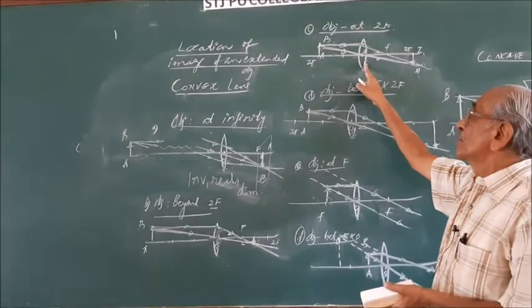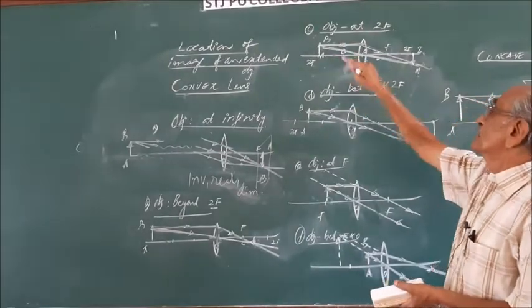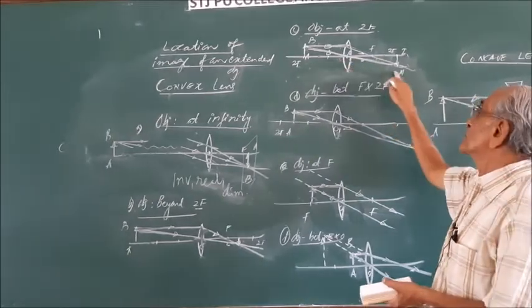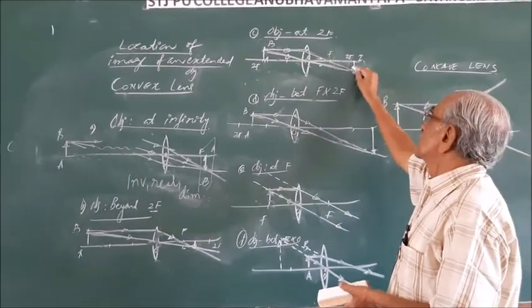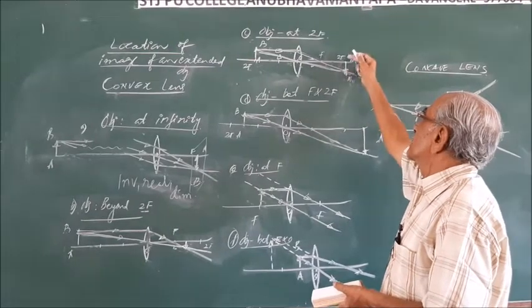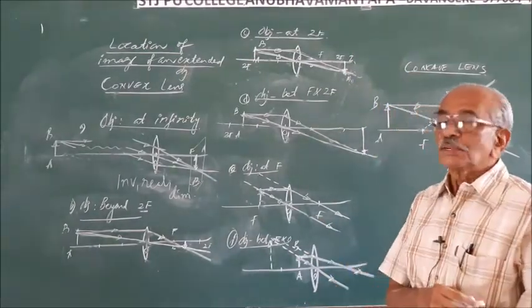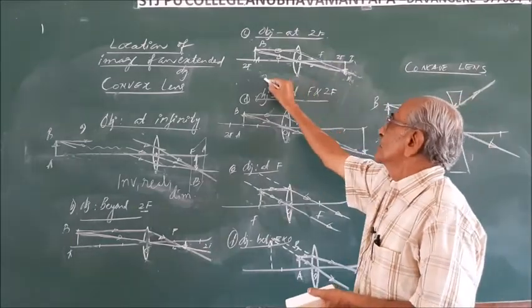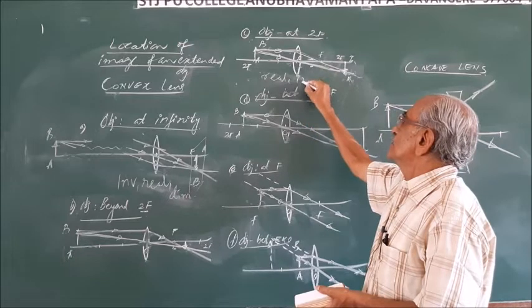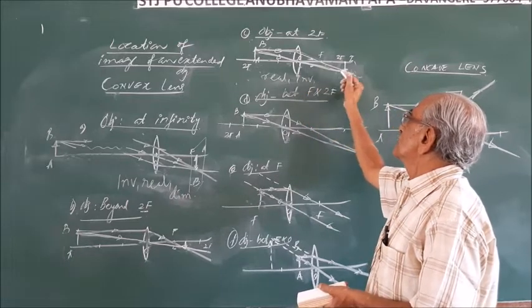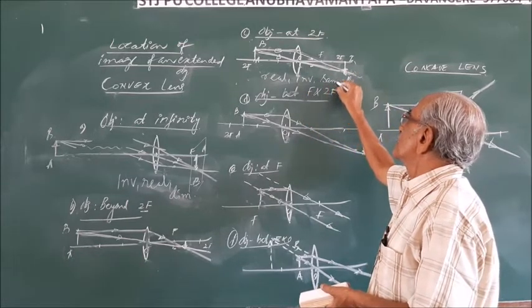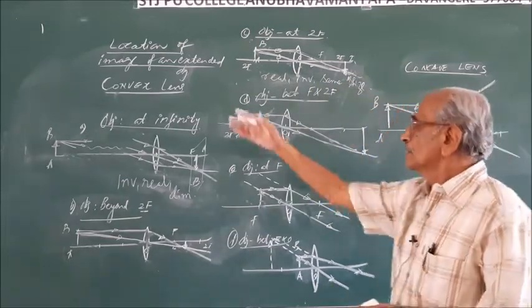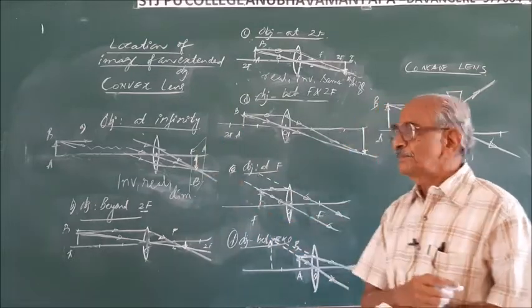So here, if you keep the object at a distance equal to twice the focal length, that is at 2F, the ray parallel to the axis passes through F, another ray passing through optic center goes straight, they intersect, and the image is formed exactly at 2F, that is at equal distance from the lens. The image is real, inverted, and same size. Same size. Earlier, it was smaller in size.